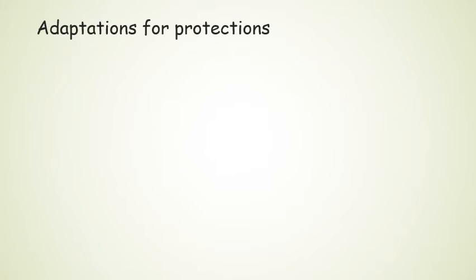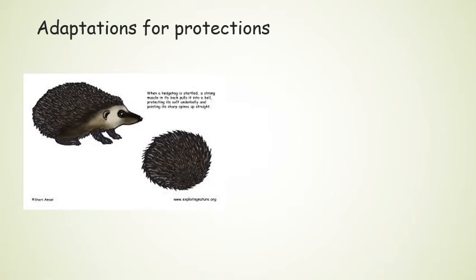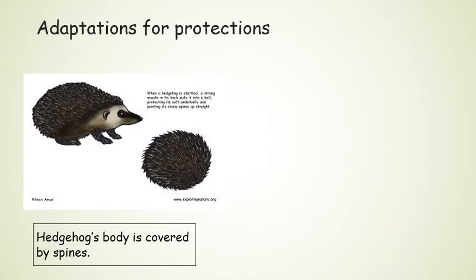Now we will talk about the third kind of adaptation, which is adaptations for protections. As you notice, this is a hedgehog. It is covered with spines. So the spines allow it to survive in its environment by protecting it from enemies. Again, adaptations for protections are physical characteristics or body structures that allow the animal to survive in its environment, like the spines of the hedgehog allow it to survive from enemies that attack it.